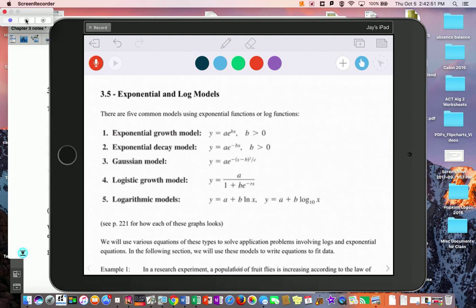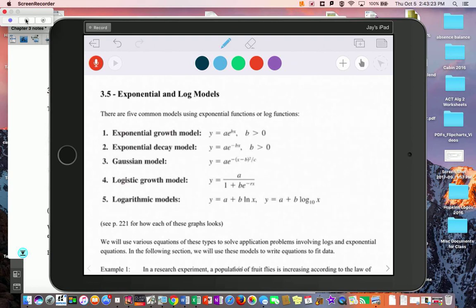So the 3.5 lecture will deal with exponential and logarithmic models. There are 5 common models that we use: exponential growth, exponential decay, which is basically your b, the variable in the exponent. If your exponent is positive, it's showing exponential growth. If it's negative, it's exponential decay. Then there is what is called the Gaussian model, the logistic model, and then logarithmic models. You should be comfortable doing that.